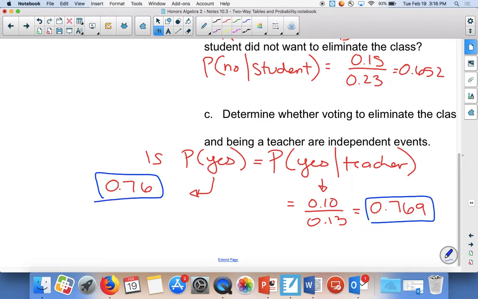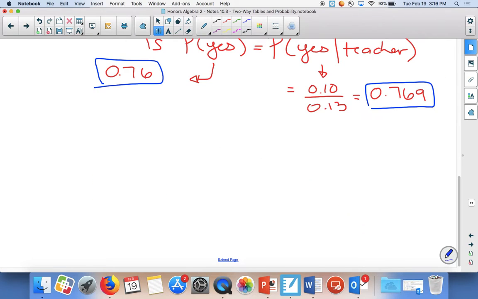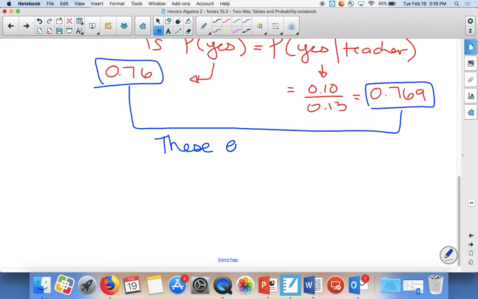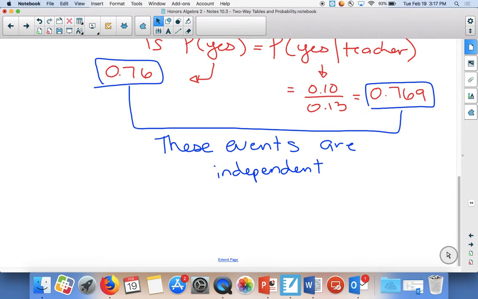0.769 and 0.76. Those are very close, aren't they? They are almost identical. Because they are almost identical, we say these events are independent, meaning one does not affect the other. Okay?